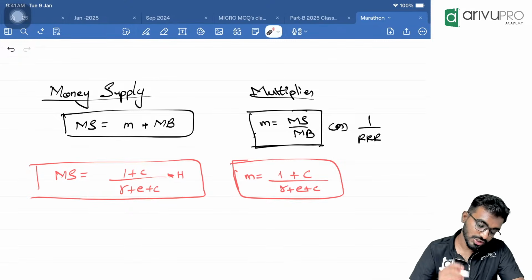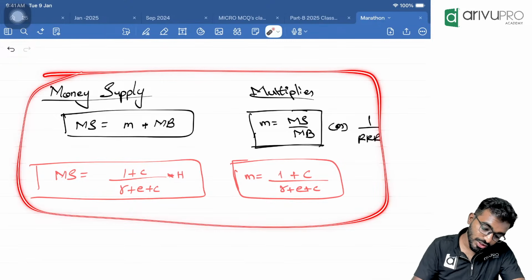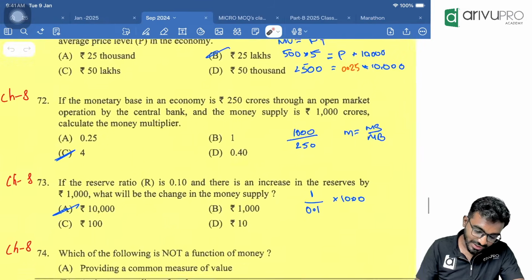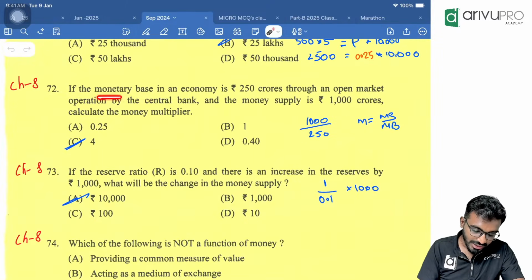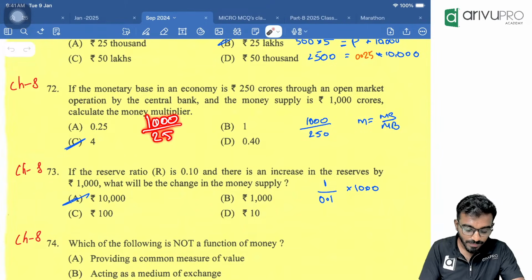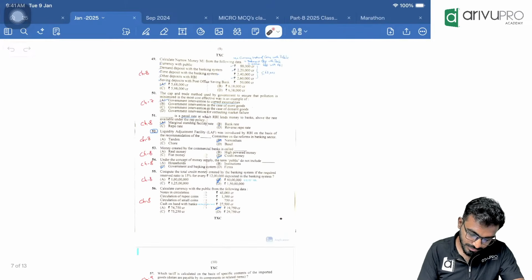Okay, chalo. So these are the main formulas. Let me show the numerical problems so that you can solve them. Now see here, question number 72. If the monetary base in an economy is 250 crore, through open market operations by the central bank, the money supply is 1000 crore. This is MB, the monetary base, and this is MS, the money supply. They are asking us to calculate the multiplier, MS by MB. Simple: 1000 divided by 250. 4 is the answer.